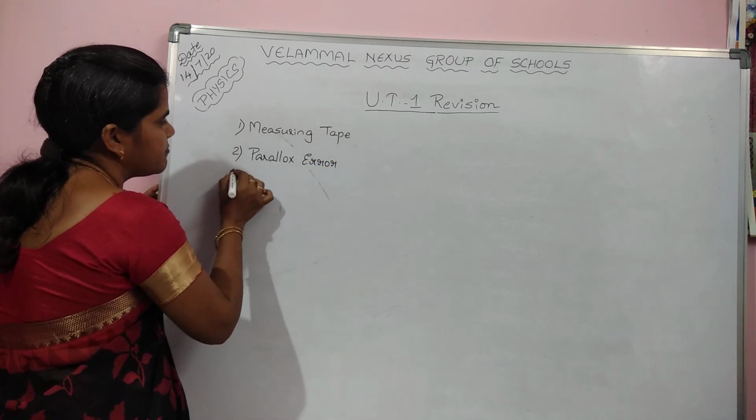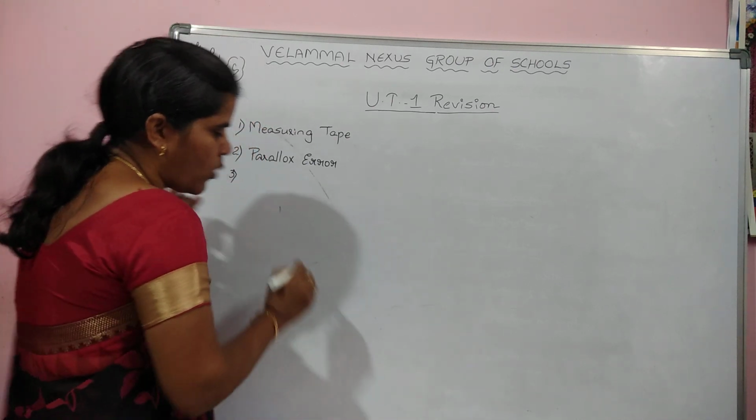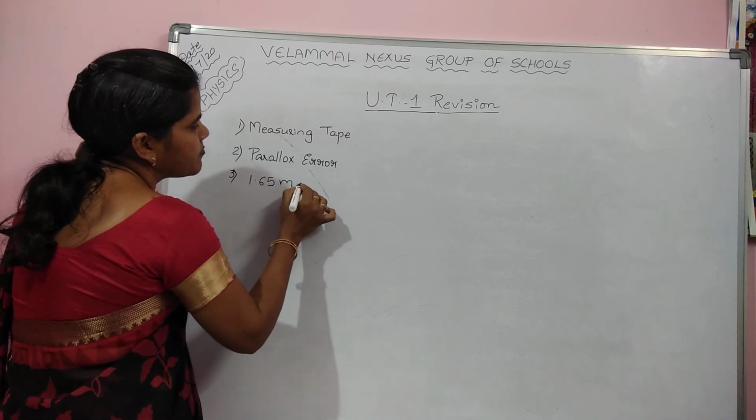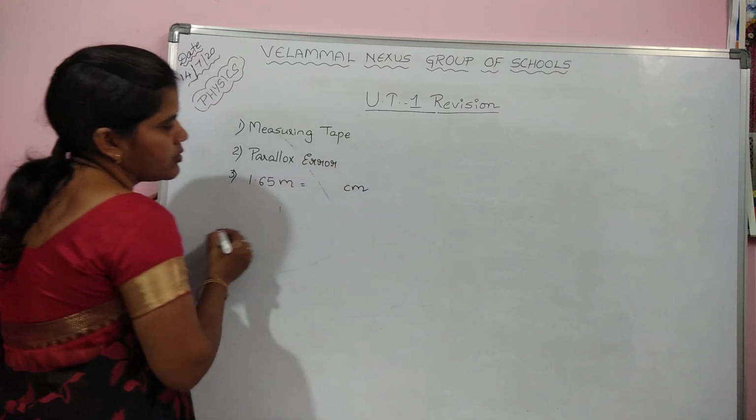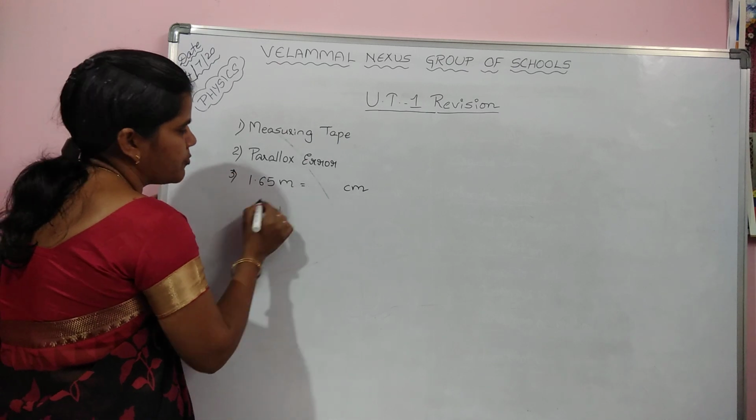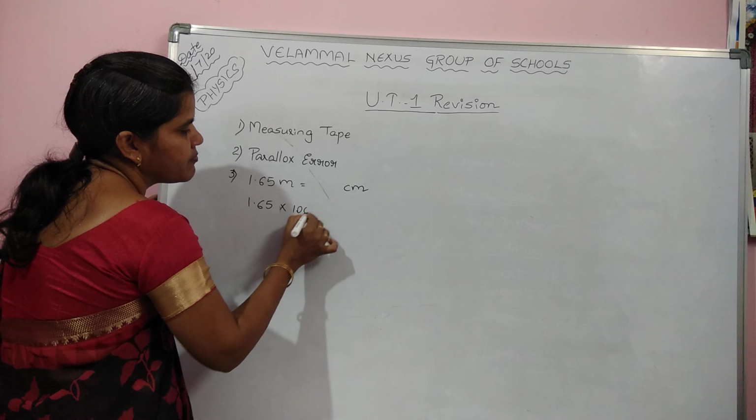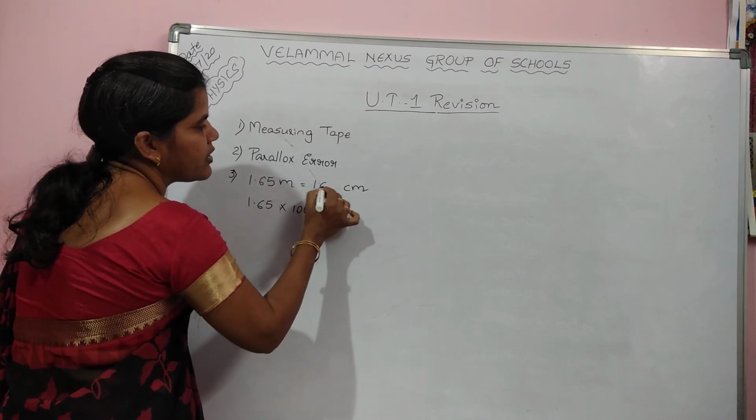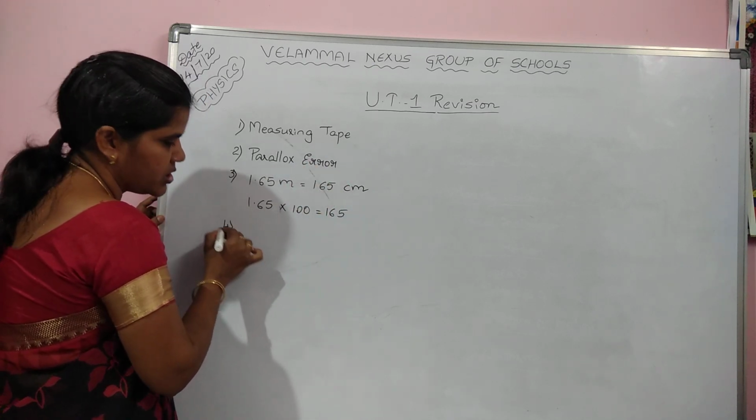Number 3. Convert 1.65 meters into centimeters. How do you have to convert, children? You have to multiply this with 100. When you multiply 1.65 with 100, you will get 165. Therefore, 165 centimeters, children. Next question.